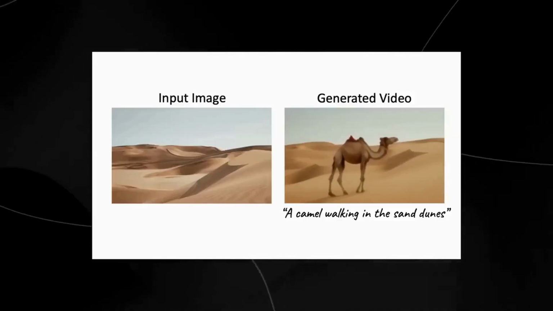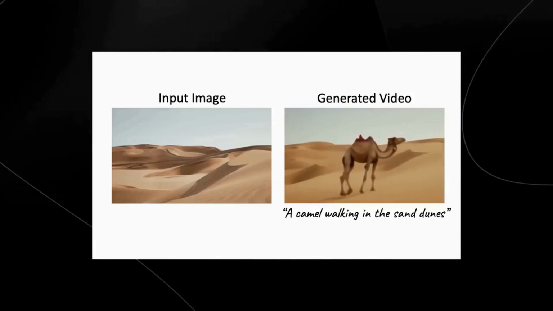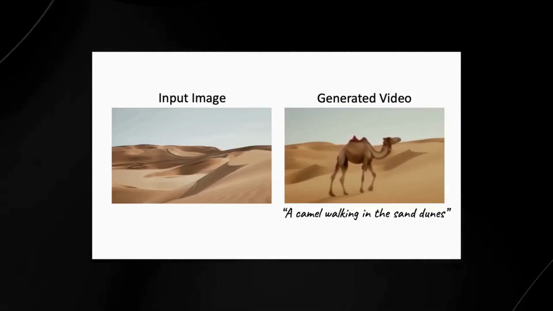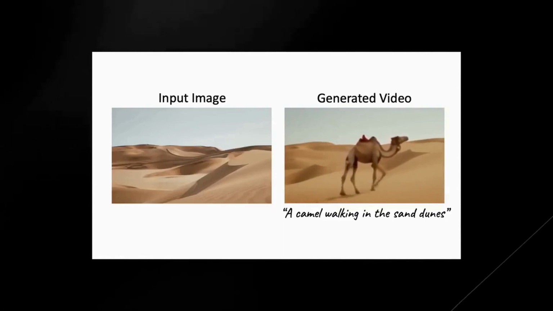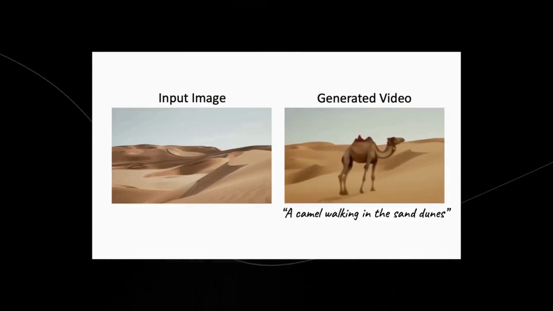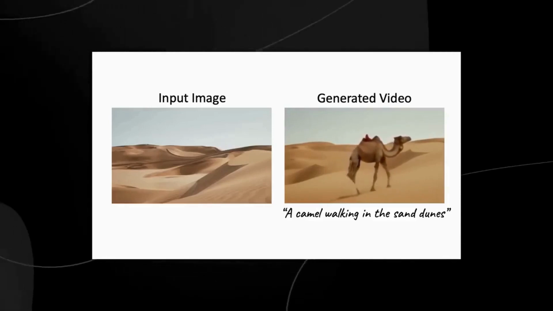Now, of course, we need to take a look at image to video, because this is the section which is even more crazy. Take a look at this. We can see that the input image is on the left and the generated video is on the right hand side, and the text prompt is a camel walking in the sand dunes. And honestly, this looks pretty much perfect. I mean, it doesn't look like the highest quality, but it definitely looks great.